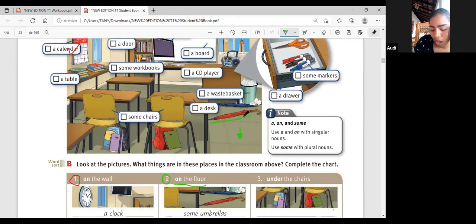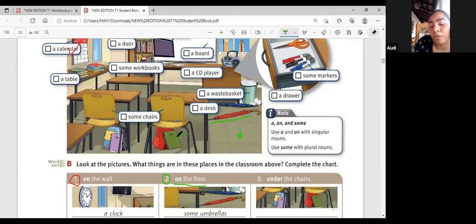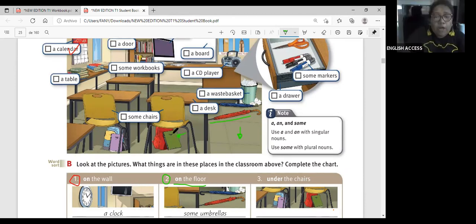The umbrella on the floor. The umbrellas, yes. What else? Tell me more examples. What about this? On the floor. Floor or floor? Floor. Yes. Okay. But what is the name of this? What is the name of this?